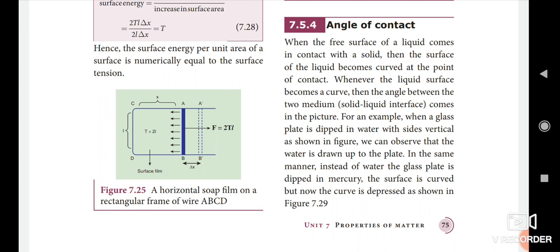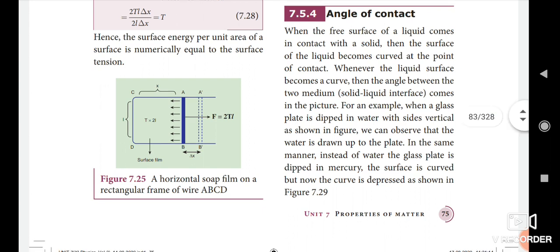Here, whenever the liquid surface becomes curved, there is an angle between the two media, the solid and the liquid. The beaker is solid and inside there is some liquid, so two media come into the picture. For example, when a glass plate is dipped in water with sides vertical, take page number 76 and see figure 7.26. Here we can observe that the water is drawn up to the plate.